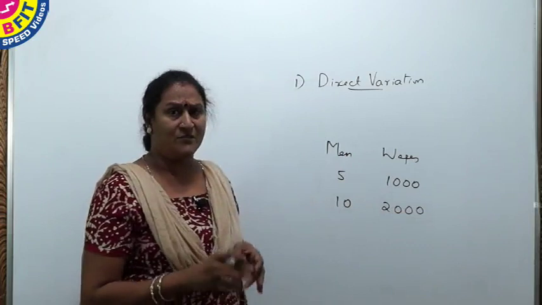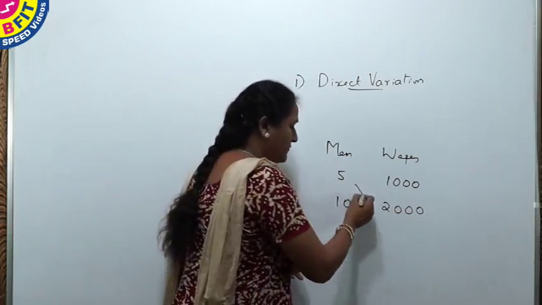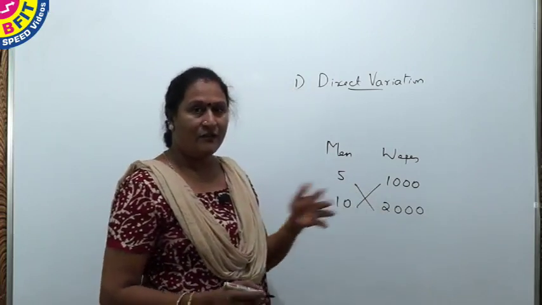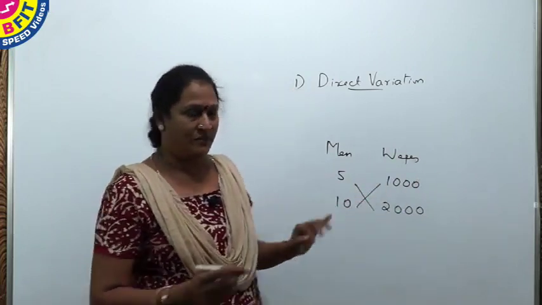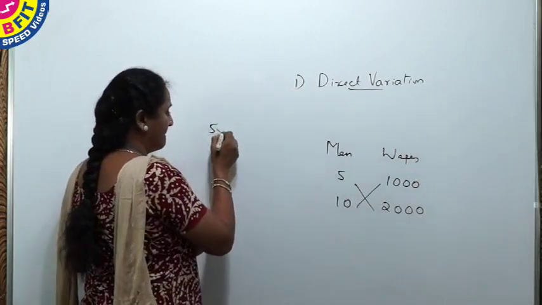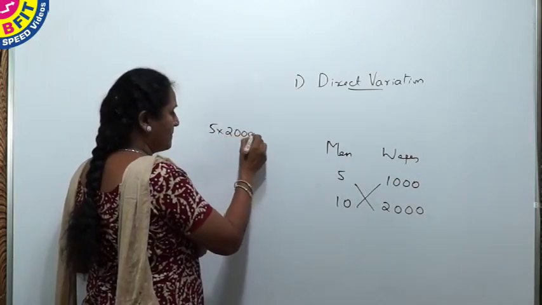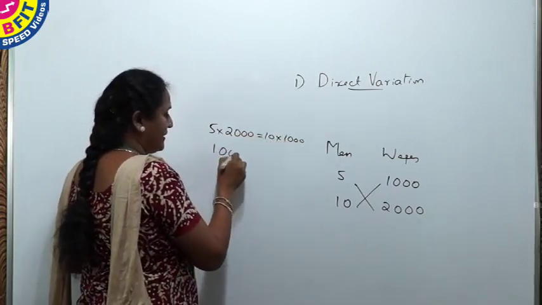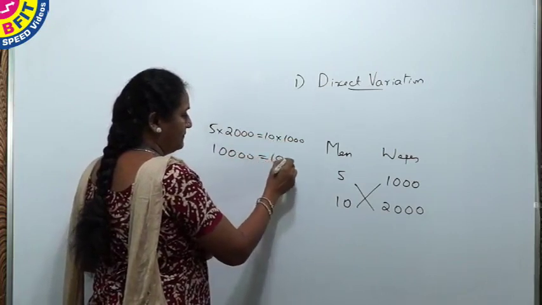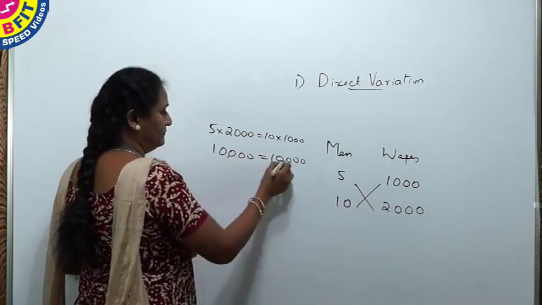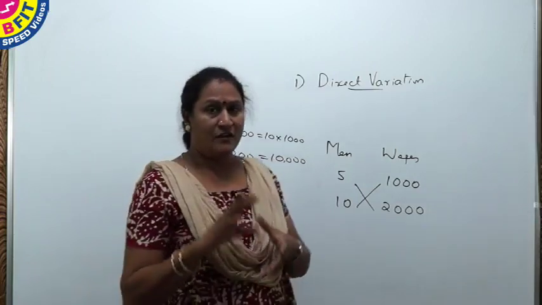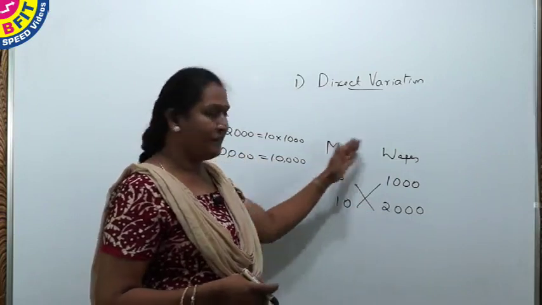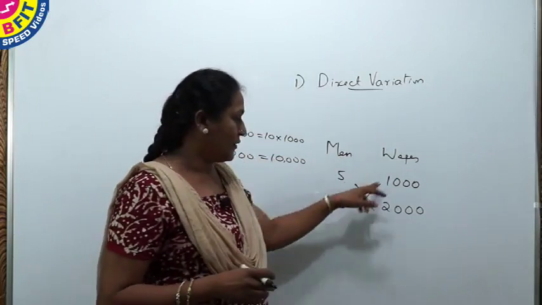When the variables vary directly, cross products will be the same. So here when you check, 5 into 2000 will be equal to 10 into 1000, which is 10,000 on either side. This is a simple logic: more men, more wages. Whenever the variables vary directly, cross products will be the same.